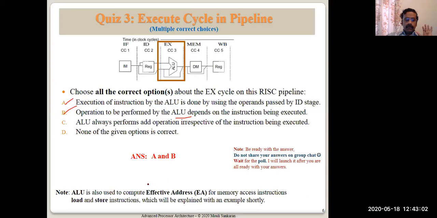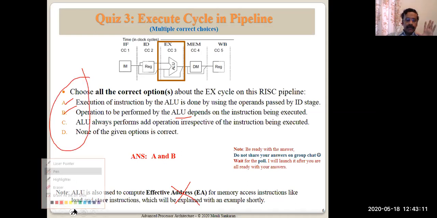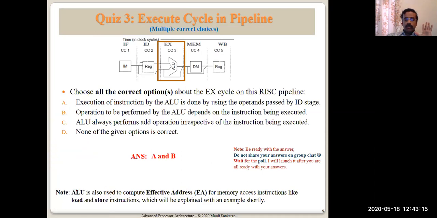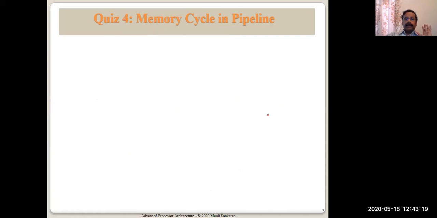The ALU is also used to compute the effective address. I am not going to talk about it now. You are already finding it difficult. So let me defer this. Let me defer it. Okay. For now, don't worry about it if you don't understand it. Okay. Let me go to question 4.